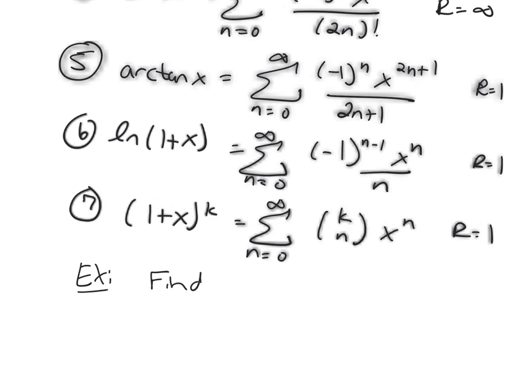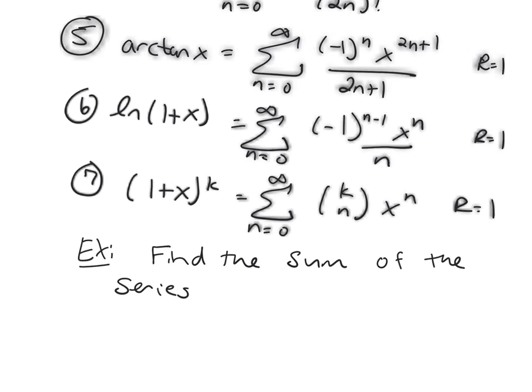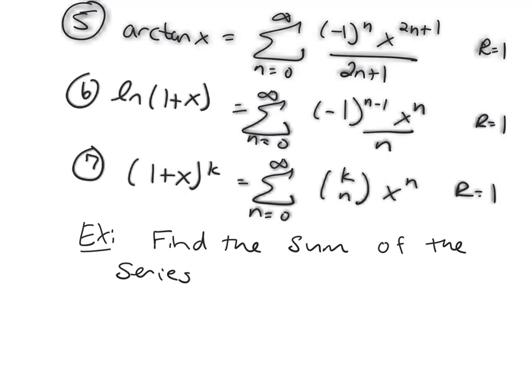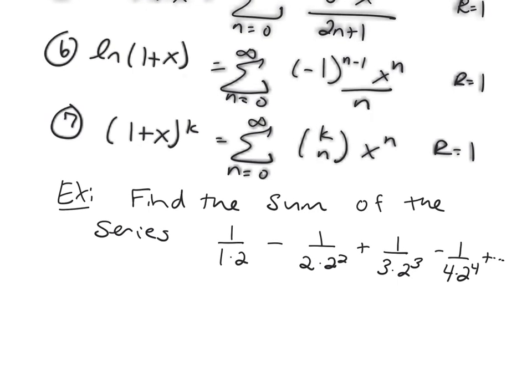So let's find the sum of the series. Let's see. 1 over 1 times 2 plus 1 over 2 times 2 squared. Oh wait, there should be a minus here. Minus 1 over 3 times 2 cubed minus 1 over 4 times 2 to the 4th plus dot dot dot. Okay.